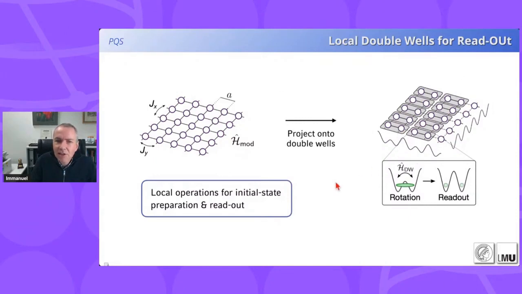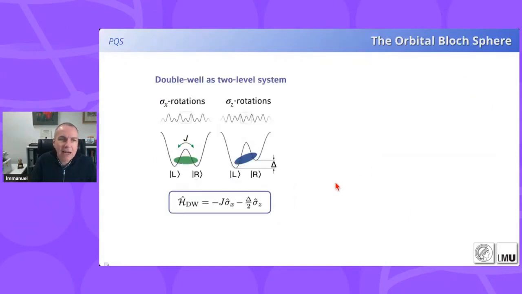And this array of double wells is now like a Bloch sphere, where you can basically do sigma x rotations. You have a particle being on the left-hand side, on the right-hand side. These are like the 0 and 1 of your qubit. And you can have tunneling from left to right that corresponds to sigma x rotation. Or if you detune the double well in your orbital degrees of freedom, then you basically are making a sigma z rotation of your orbital qubit.